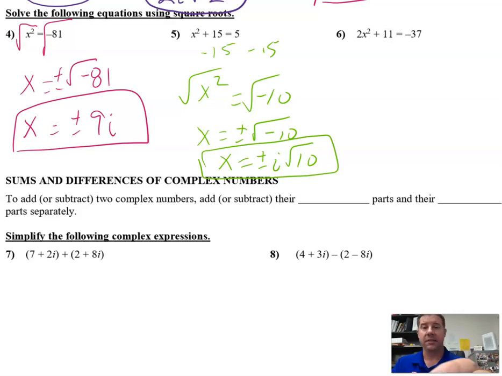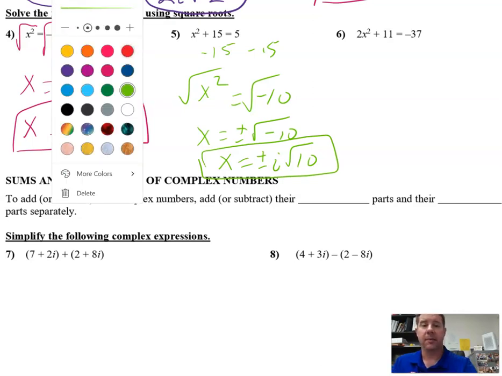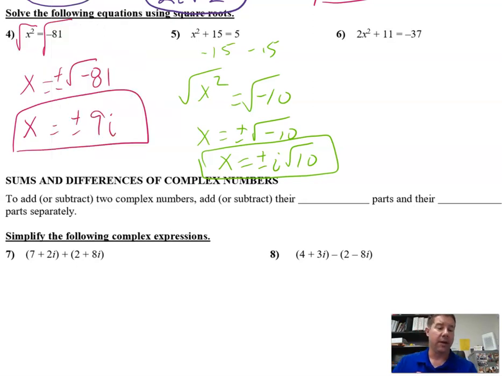All right, number 6. One last time here. Same idea. But hopefully we're kind of getting the hang of this now. I want to get x by itself, so I'm going to subtract 11 from both sides. If I do that, I get 2x squared equals negative 48. Then I'm going to go ahead and divide everything by 2. And I get x squared equals negative 24.